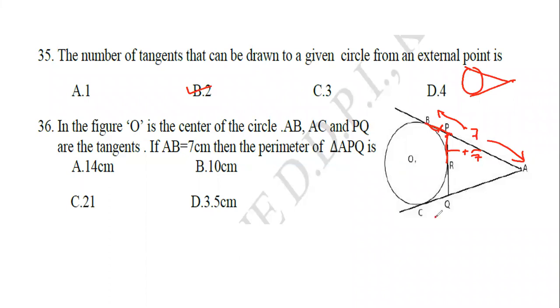Again, in the same way, this full part is 7 centimeter, AC. This part and this part both are equal because this is the external point. So when you add this one and this one, you will get 7. So 7 plus 7 is the perimeter. 7 plus 7 is 14 centimeter. Which option is right? Option E is correct. I hope you understood this 36th one.